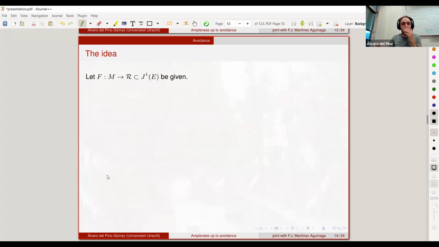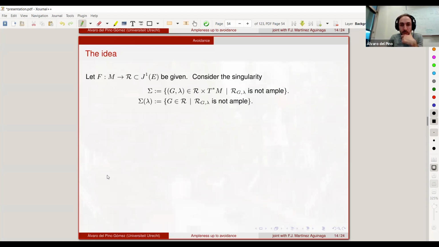Okay, so let's say things. What is the idea? The idea is that we are very naive. So you just do the obvious thing, right? You say, okay, there's some G, lambda, formal datum and codirection, such that they are bad. So we just give them a name. They are called sigma. Sigma is the space of those pairs such that we don't have ampleness. And I call sigma lambda the space of G's that are bad for lambda.